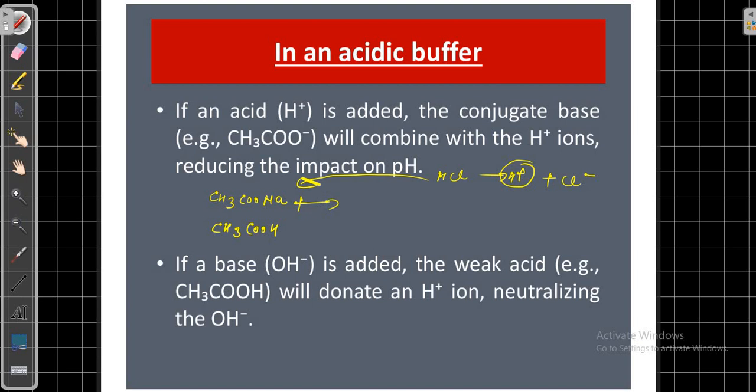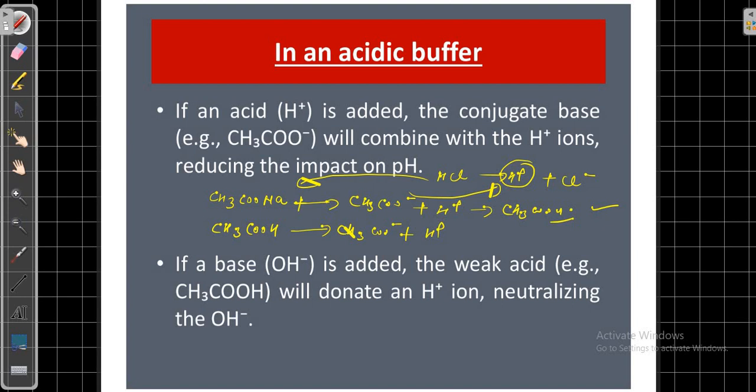It will release the CH3COO- ions, and these CH3COO- ions will combine with this H+ and form CH3COOH, that is a weak acid. So there will be very little effect or very little change in the pH, that is negligible. Means there will be no change in the pH. And CH3COOH also provides CH3COO- ions plus H+ ions.